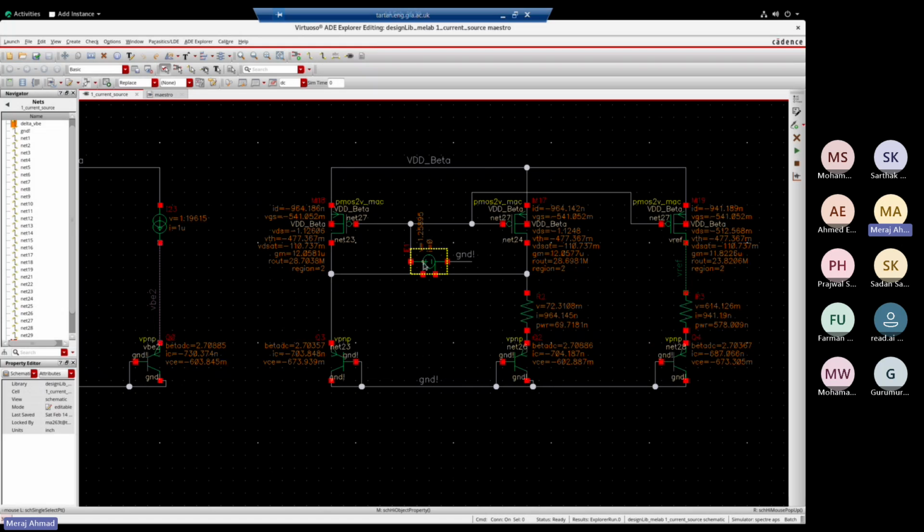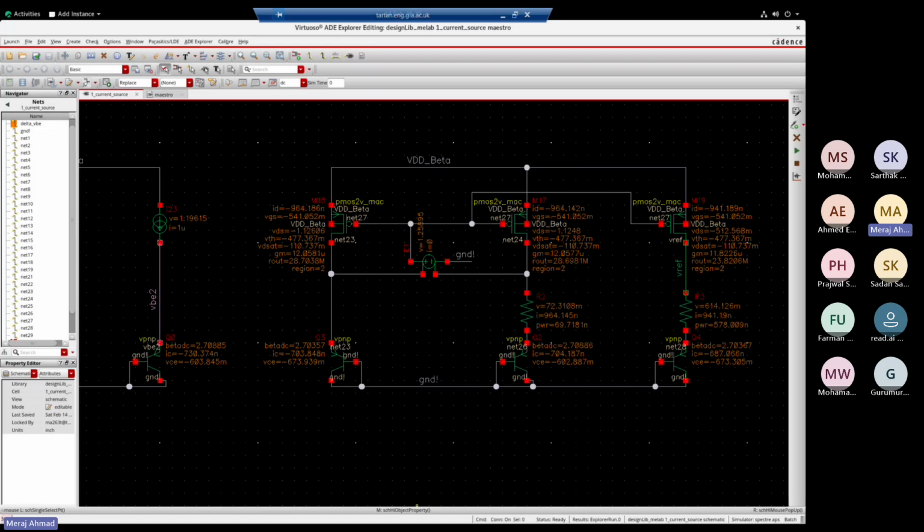You need to make an OTA for this, which you can try in different ways. If you study a bit more, the PSRR of this bandgap depends on the gain of this OTA. You need to make sure you achieve that gain.